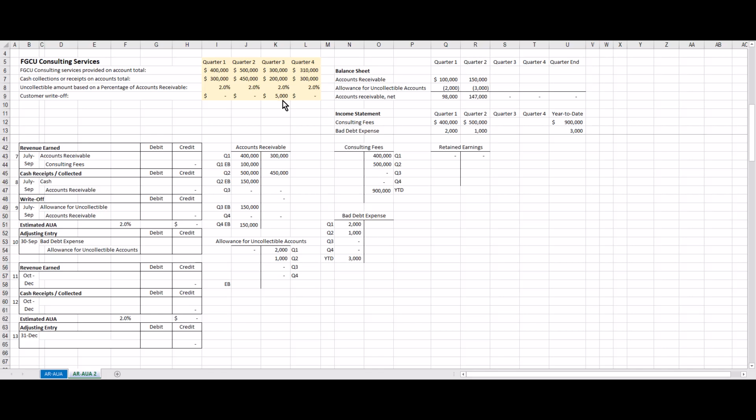Once you determine that a particular customer's account is uncollectible, the next step is to remove the balance from both the allowance for uncollectible accounts and the customer accounts receivable balance. We know that the customer will not be paying us. To write off the account, we debit the allowance for uncollectible accounts and credit accounts receivable for $5,000.